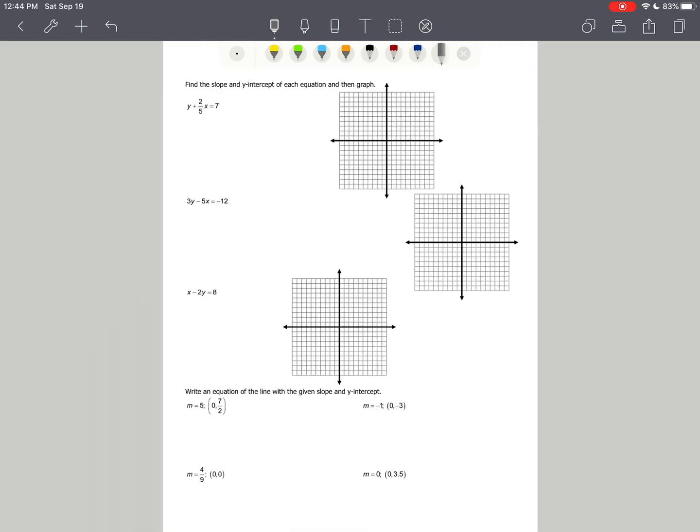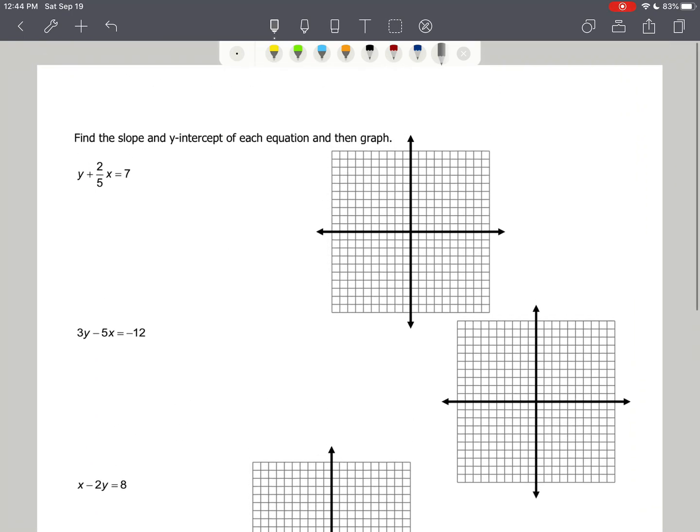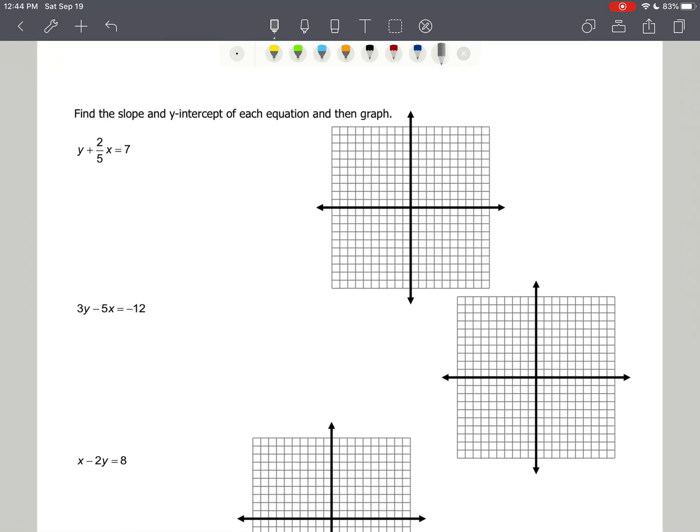Now let's get to it with the slope and y-intercept of each equation, and then we're going to graph it. Our first step is always to solve for y. We want to solve for y. Why do we want to solve for y? Because y equals the slope times your independent variable plus your y-intercept. Your slope is the value of m. It's the coefficient of x. It is not x. It is just the coefficient in front of x. And your y-intercept is your b value.